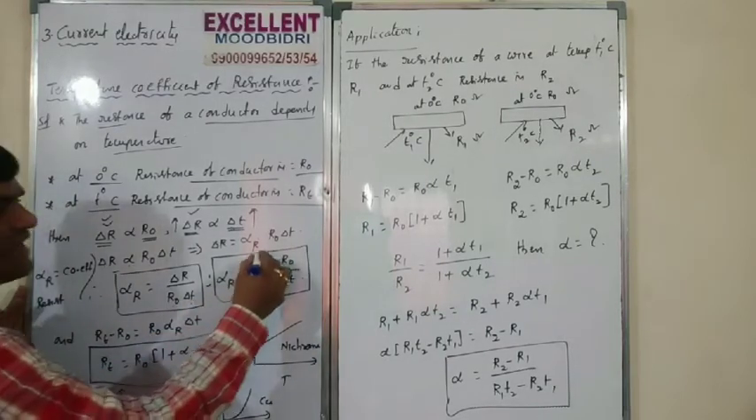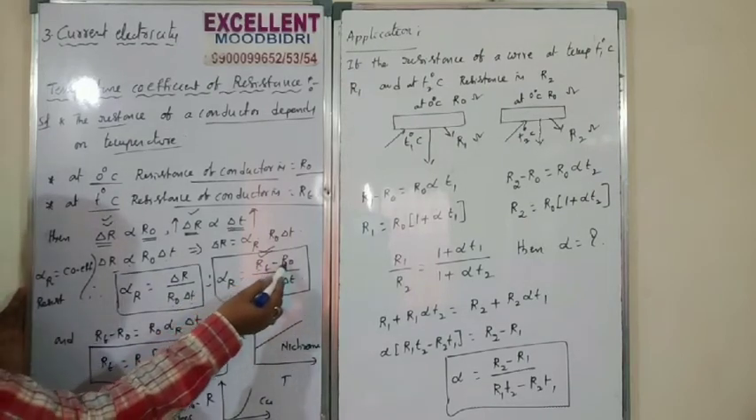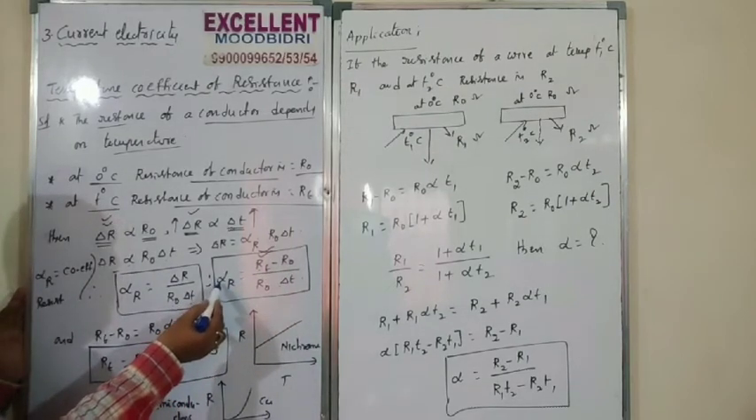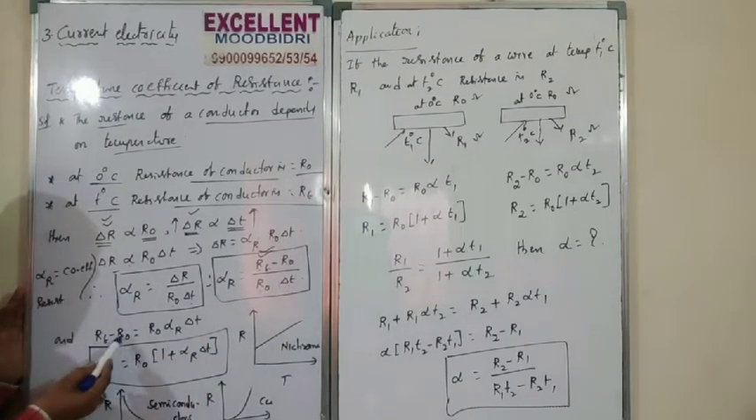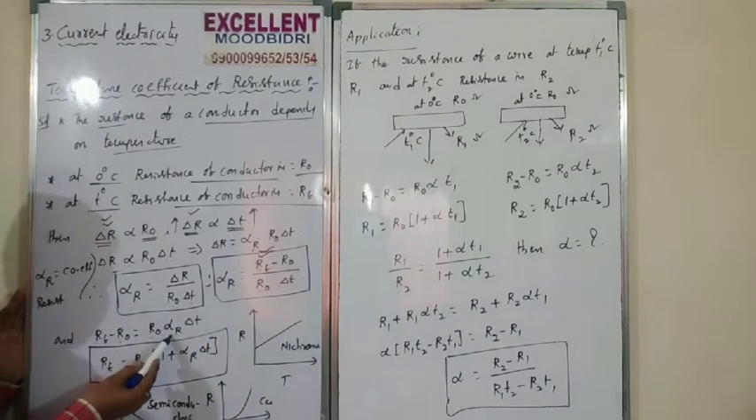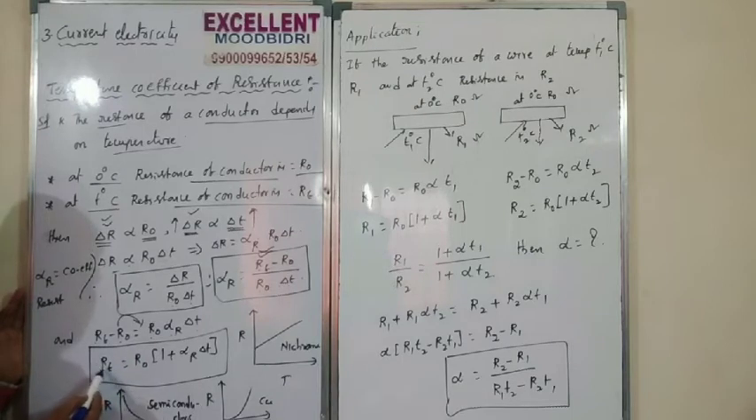Still, I want RT. Just do cross multiplication. What is that? RT minus R naught is equal to alpha R into R naught into delta T. Correct? RT minus R naught is equal to R naught into alpha R into delta T. Now R naught transfers to that side, so it becomes plus only. Now take R naught common. Therefore, RT is equal to R naught into 1 plus alpha R into delta T. This is the final resistance, that means resistance at T degrees Celsius.